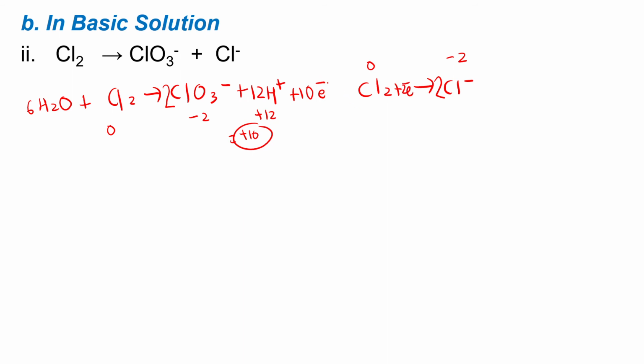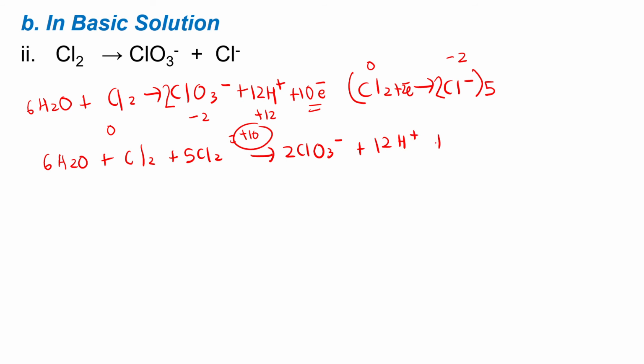So to total up these two half equation, this one 10 electron, we need to times 5 for the second half equation. So the overall equation should be 6H2O plus Cl2 plus 5Cl2 produce 2ClO3 minus plus 12H plus 10Cl minus. Okay, now we have Cl minus on your left hand side. So we total up this Cl minus become 6 Cl2, not Cl minus, 6 Cl2.